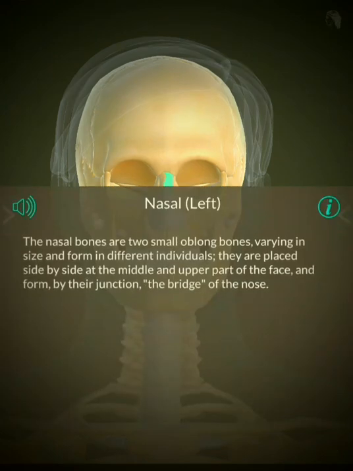The nasal bones are 2 small oblong bones, varying in size and form in different individuals. They are placed side by side at the middle and upper part of the face, and form, by their junction, the bridge of the nose.